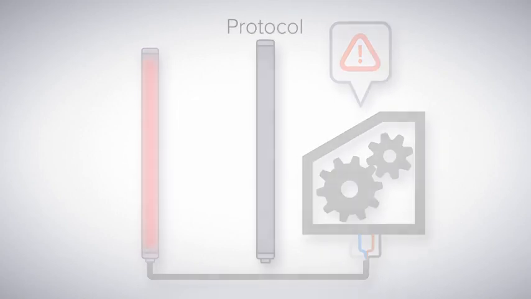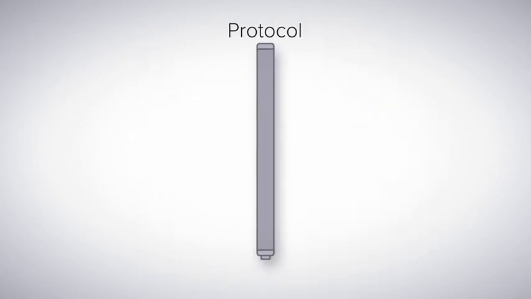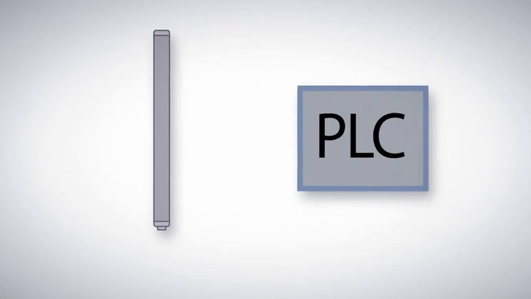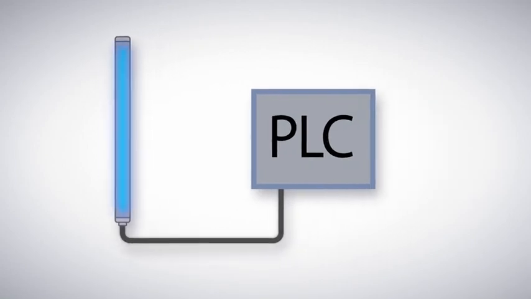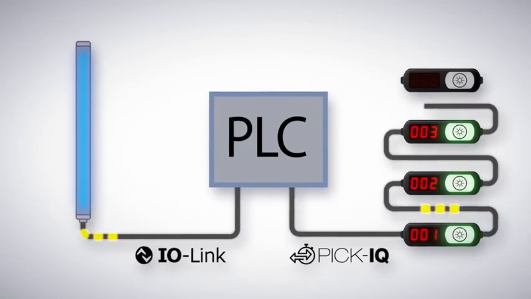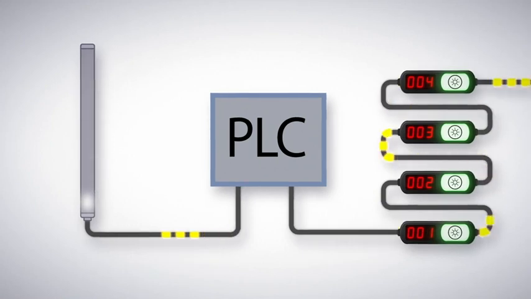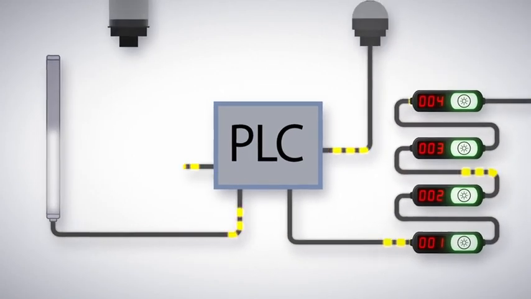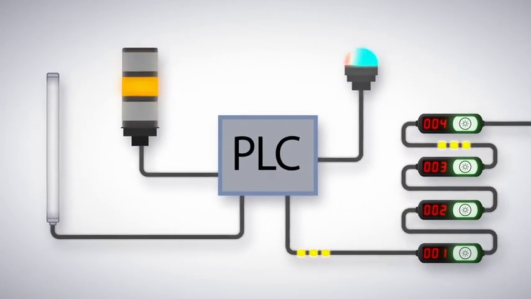Protocol control devices, on the other hand, get dynamically driven in real time. Factory controllers send and receive data to the lights via either IO-Link or PICK/IQ communication protocols. This provides smart factories with limitless possibilities for advanced control of machine states.